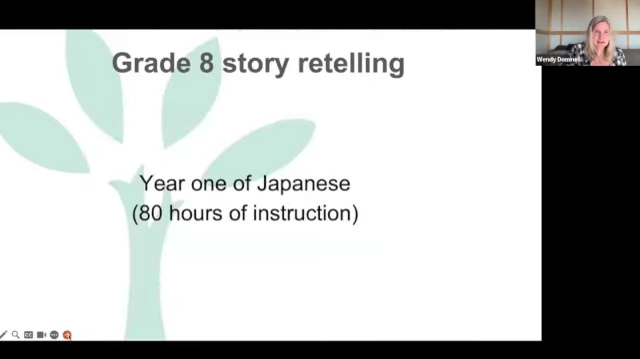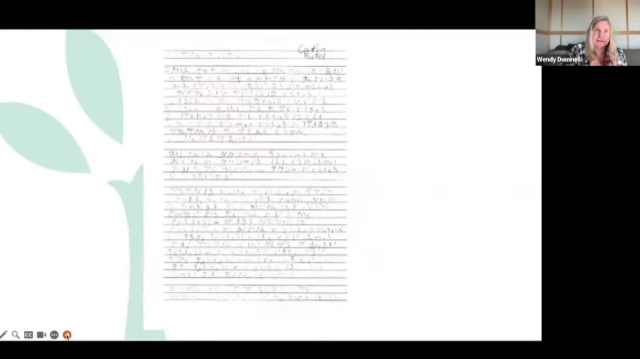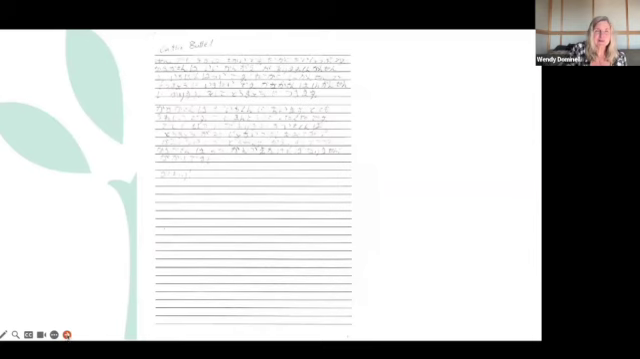So it's much longer. Even in Japanese, where they have to learn a different script, they don't write as much within the first 80 hours of instruction, but they certainly have learned enough to start to write a little bit. So that's her story retelling.